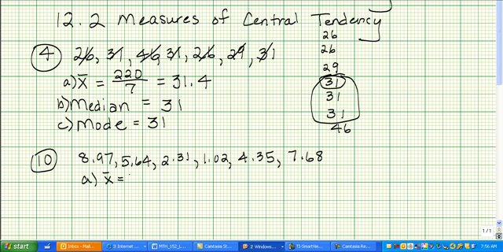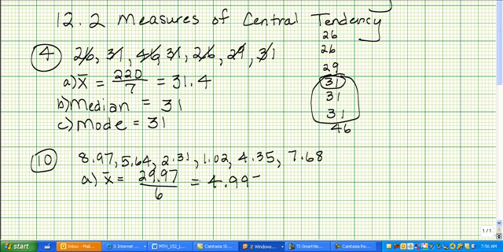8.97 plus 5.64 plus 2.31 plus 1.02 plus 4.35 plus 7.68 equals. So I'm getting 29.97. 1, 2, 3, 4, 5, 6 values. So I'm going to divide that by 6. So I get 4.995.